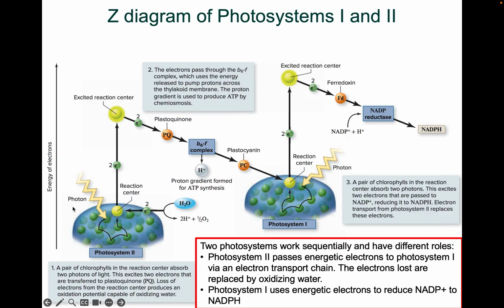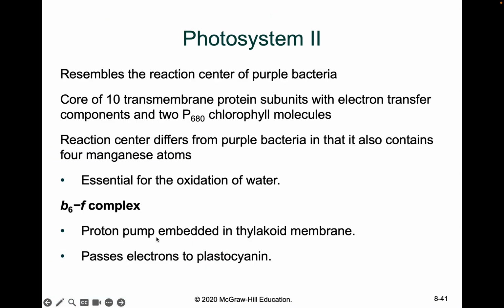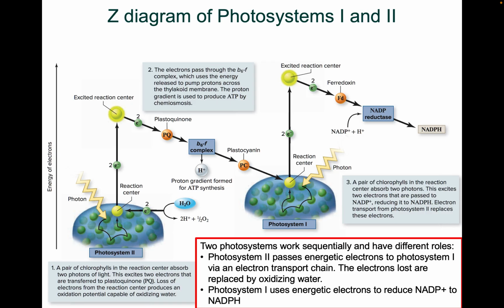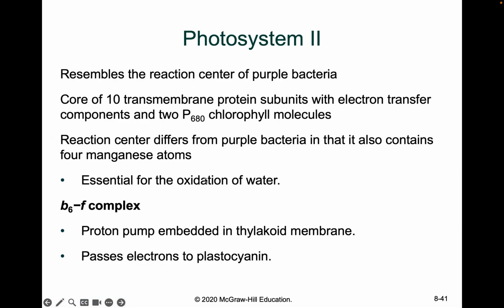Then you have the B6F complex, this one over here, and it's also a proton pump in the thylakoid membrane. When it gets its electrons from plastoquinone, it passes them to plastocyanin. And this passing gives energy, which is funneled because this is a proton pump. It's creating a proton gradient, and it's creating the perfect circumstances for chemiosmosis, which is the beauty of it.